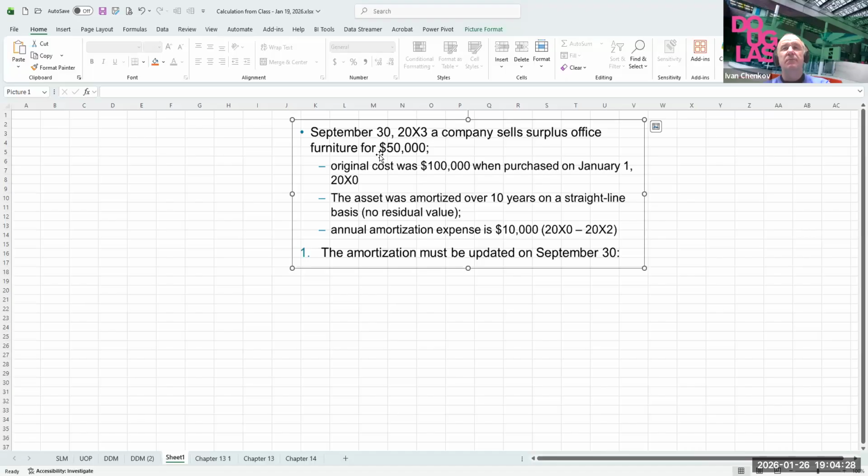So we have the question here. On September 30th, 2023, the company sold surplus office furniture for $50,000. The original cost was $100,000, purchased on January 1st, 2020. The asset was amortized over 10 years on the straight line method, no residual value. Annual amortization expense is $10,000. 2020 to 2022. So let's see how this is going to go.